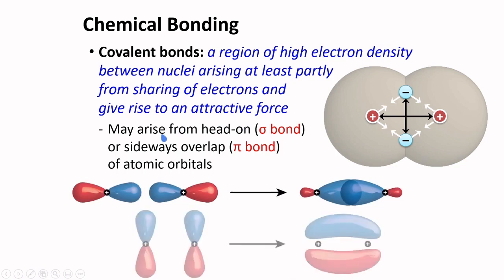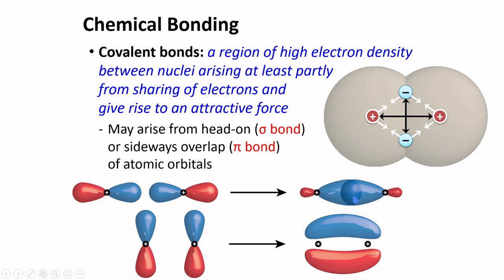Covalent bonds may arise from head-on overlap, and we call this the sigma bond. Here I have two p orbitals oriented along the same axis, and they will overlap with each other to form the sigma bond. A sigma bond is symmetric along the bond axis.